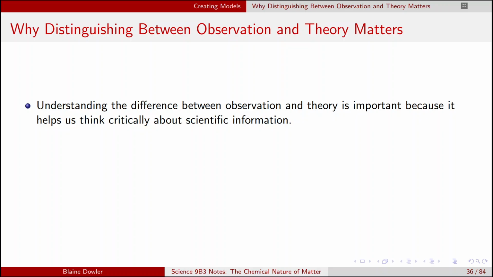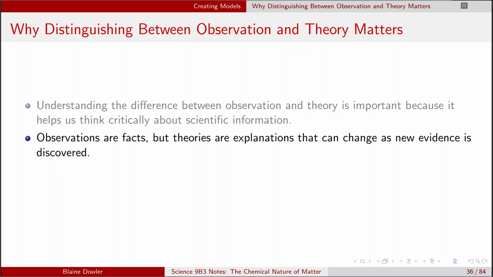So, why does distinguishing between observation and theory matter? Understanding the difference between observation and theory is important because it helps us think critically about scientific information. Observations are facts, but theories are explanations that can change as new evidence is discovered.